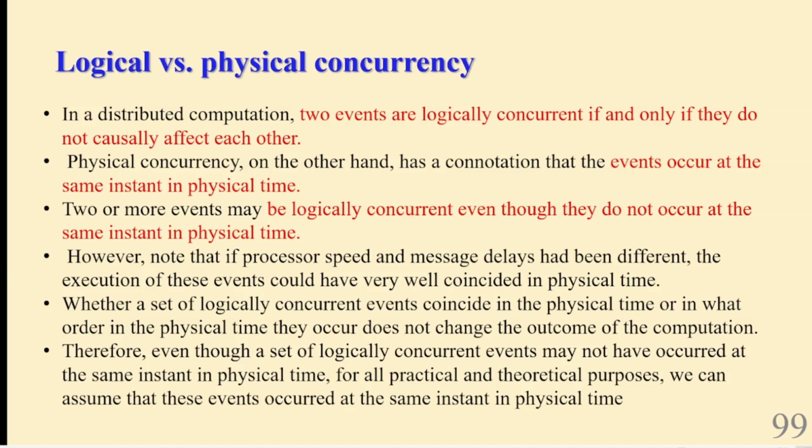Logical concurrency is related to distributed systems. We know distributed systems don't have a common clock. So instead of asking did these events happen at the same time, we ask did one event influence the other? If the answer is no, that means they are logically concurrent. So computer A calculates salary, computer B prints report, like the previous one. Here no messages are exchanged. Neither of them depends on the other. So we can say they are logically concurrent.